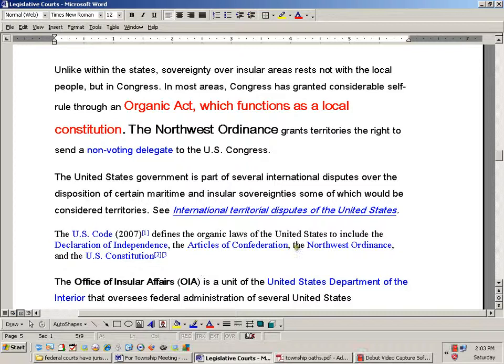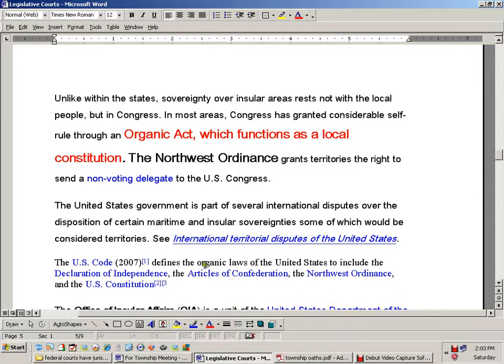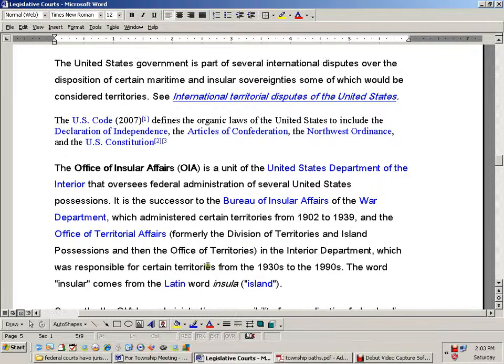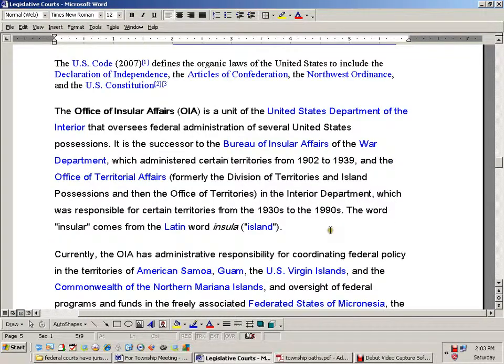U.S. Code defines organic laws in the United States to include the Declaration of Independence, Articles of Confederation, Northwest Ordinance, the U.S. Constitution. Right? Those are all the organic laws that apply in the small f federal district. Now these insular areas, right, they're under the Department of the Interior. So you're not under the president. The area is under the Department of the Interior. It really has nothing to do with the president.